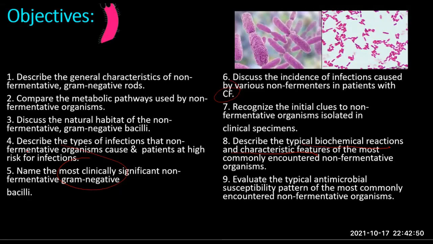Fifth is name the most clinically significant non-fermentative gram-negative bacilli. Six, discuss the incidence of infections caused by various non-fermenters in patients with cystic fibrosis. Seven, recognize the initial clues to non-fermentative organisms isolated in clinical specimens. Eight is describe the typical biochemical reactions and characteristic features of the most commonly encountered non-fermentative organisms. And nine, the last one, is to evaluate the typical antimicrobial susceptibility pattern of most commonly encountered non-fermentative organisms.